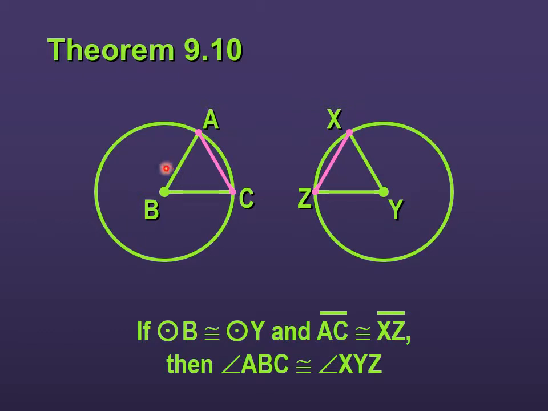Here we have, if circle B and circle Y are congruent and segment AC is congruent to segment XZ, then we automatically know that angle ABC has to be congruent to angle XYZ. So it works all ways around.